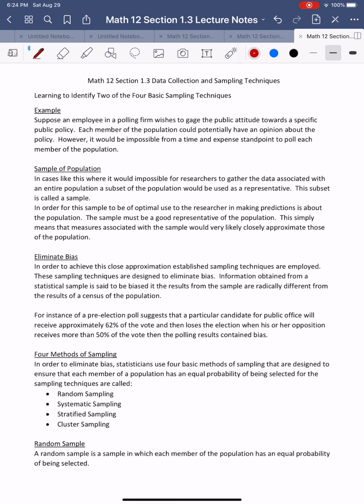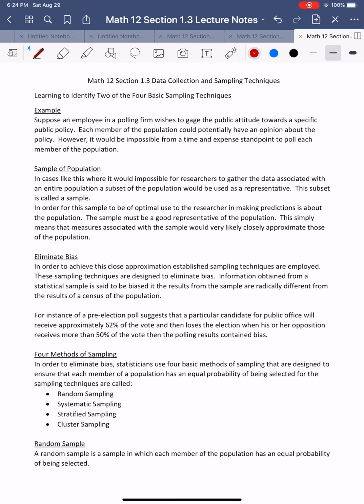As an example, suppose an employee at a polling firm wishes to gauge the public attitude towards a specific public policy. Each member of the population could potentially have an opinion about the policy. However, it would be impossible from a time and expense standpoint to poll each member of the population. So that's why we need to get a sample of the population.